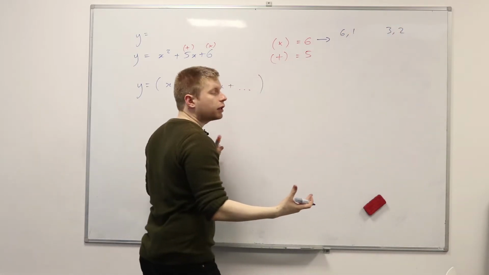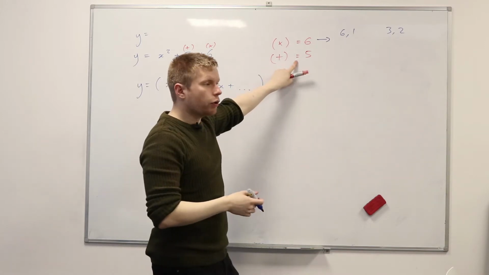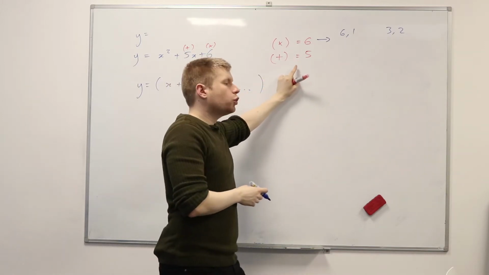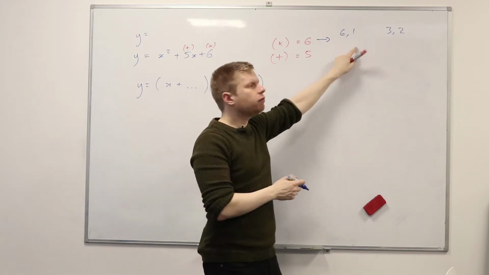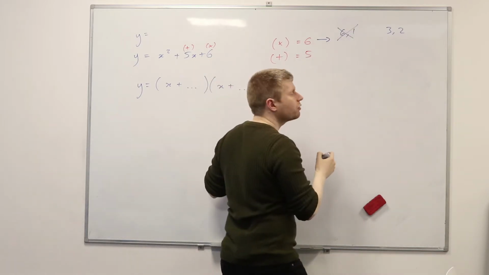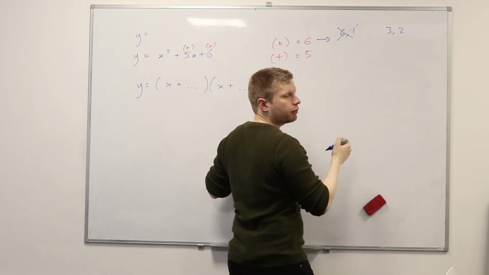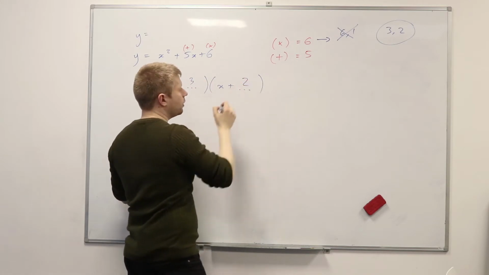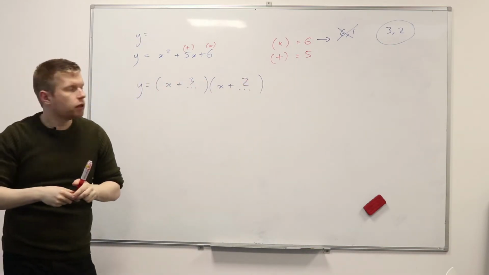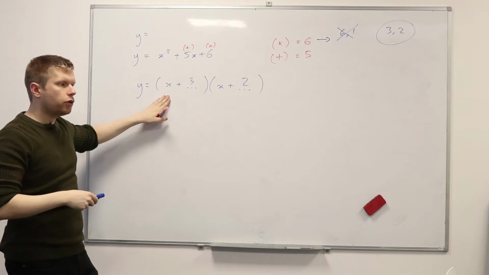I'd start there, okay? Now let's think about it. I also know they have to add to make positive 5. So does 6 plus 1 make 5? No. So I can rule those ones out. Does 3 plus 2 make 5? Yeah. So I know those are my two numbers. So I'm going to put a 3 there and a 2 there. Okay? So that's how I get from here to here.